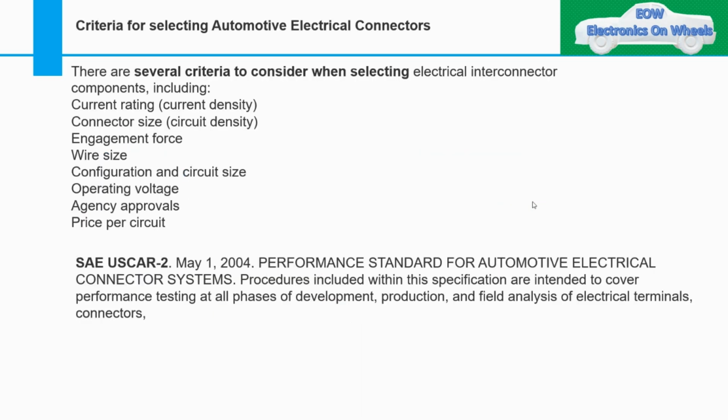Then moving to the next one. Here I have also included some factors which I have already discussed: current rating, connector size, engagement force, wire size, configuration and circuit size, operating voltage, agency approval, price per circuit, all these things. And this is my US car standard, which needs to be followed. I will give the vibration classes and this sealing classification for US car 2 also in the next class, but as of now we will see a crisp gist of this particular class.